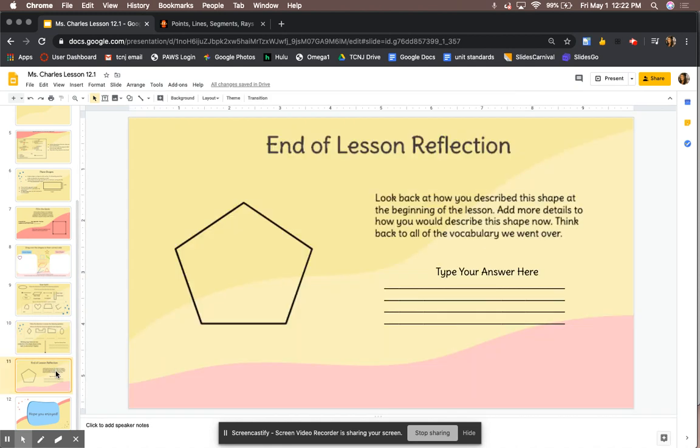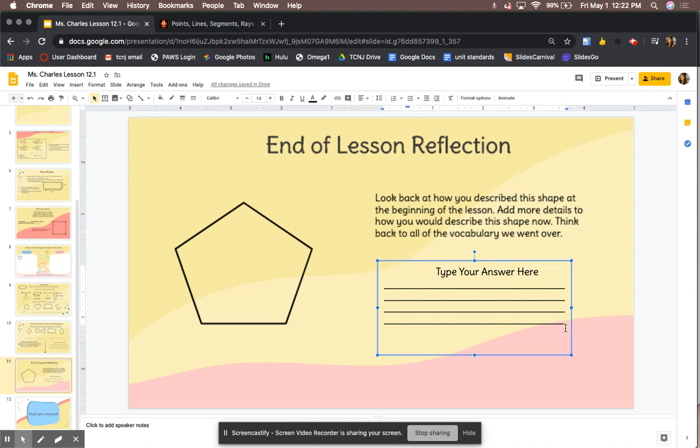Lastly, we have the end of lesson reflection. So this is the same question that we used for the do now. Now it says, look back at how you described this shape at the beginning of the lesson. Add more detail to how you would describe this shape now. Think back to all of the vocabulary words we went over. So the same thing, you're going to click, highlight, and then type your answer.